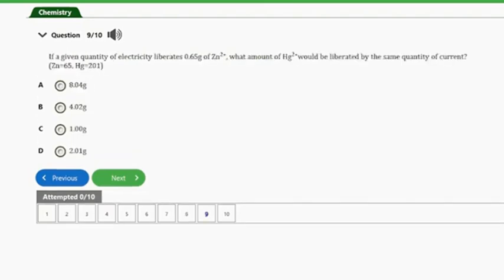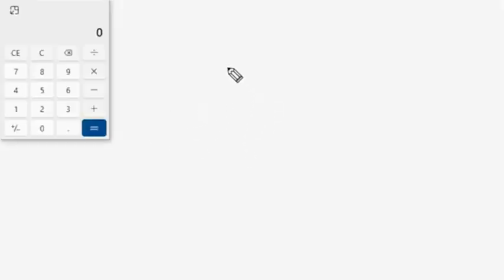So the next question here is question number 9. It says, if a given quantity of electricity liberates 0.65 grams of zinc ion, what amount of mercury ion will be liberated by the same quantity of current? So guys, we want to first of all find the quantity of current here for the zinc ion. So let's simply zoom into our workspace here. In order for us to find the quantity of current here for the zinc ion, first of all, we are going to write the expression.